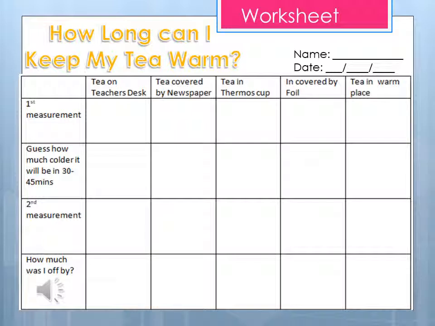This is just the worksheet for when they measure with the thermometer, so that's got the different suggestions that the students came up with. And then for measurement 1, guess how much colder it will be in 30 to 45 minutes. Measurement 2, and how much will they be off by. So this makes them use subtraction or addition. And then they go back and they use all that information to draw their column graph.